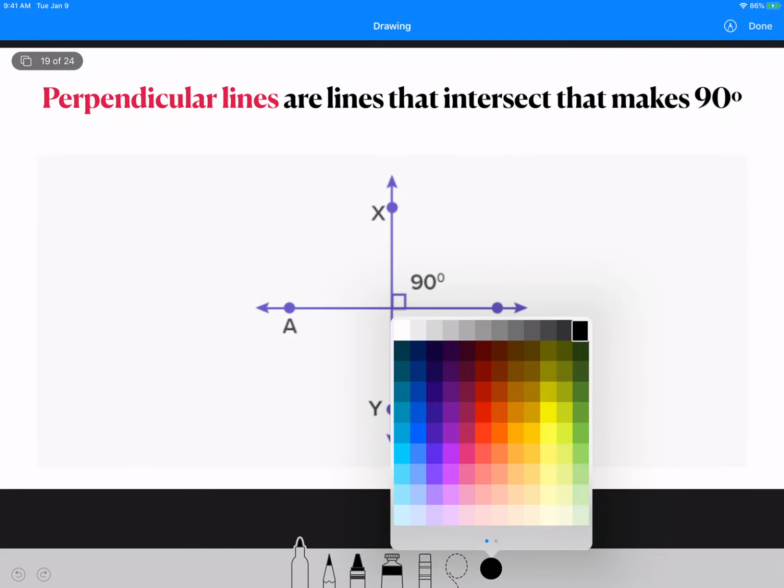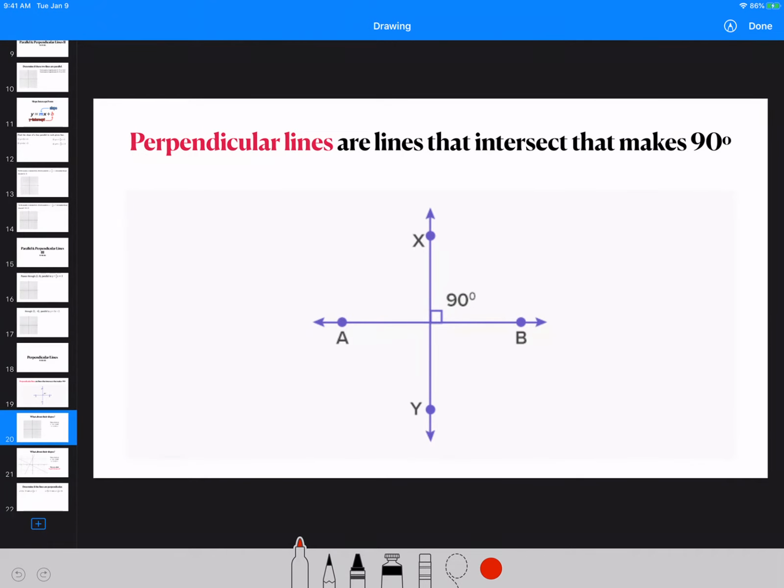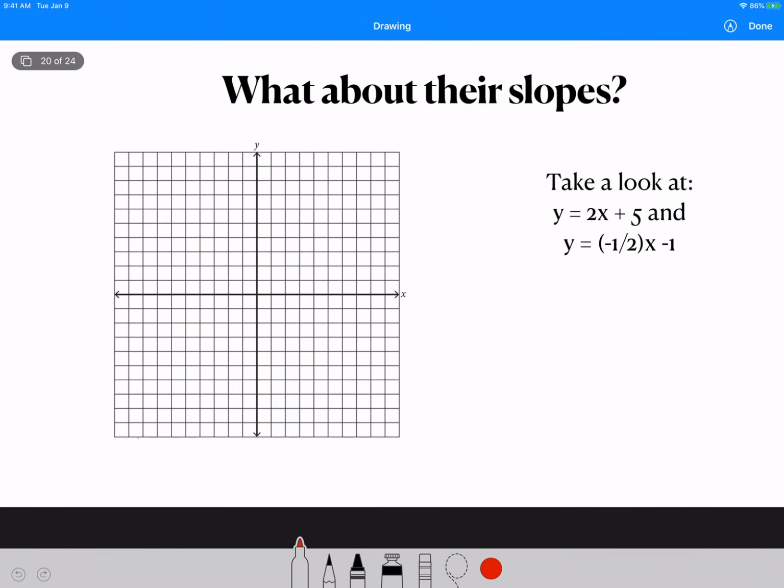Now, we're going to take a look at how the slope is related to perpendicular lines just like before. What I need you to take a look at is these two equations that I've written for you, 2x plus 5 and negative 1/2 x minus 1. Now notice that the slope for the first one is a positive 2, and the slope of the second one is negative 1/2, because whatever the value is in front of the x, that's going to be your slope.